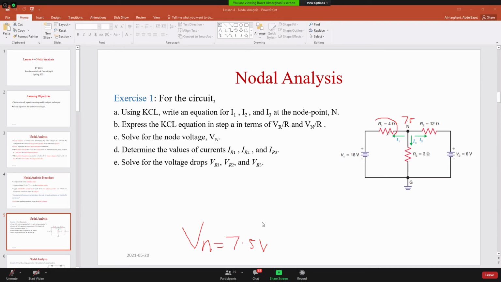The current in this resistor, forget about my assumption. Is it gonna go this way or this way? What is the voltage here at this point? What is the voltage at this point? 18. Thank you.